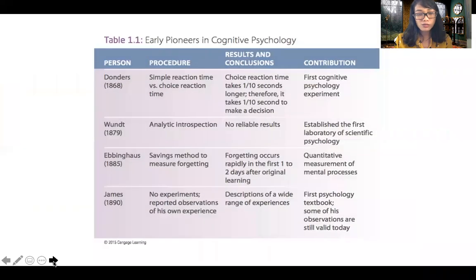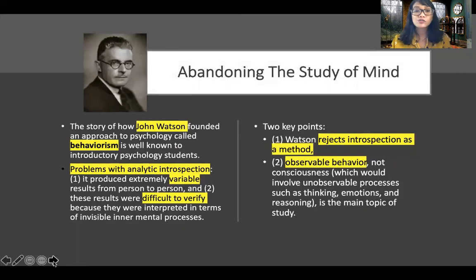And to summarize, here is the summary of early pioneers in cognitive psychology, from Donders to William James in the 1800s. So even though early psychology research was conducted in the laboratory tradition like Wundt's, the effort in studying the mind actually changed in the early 1900s because of John Watson.